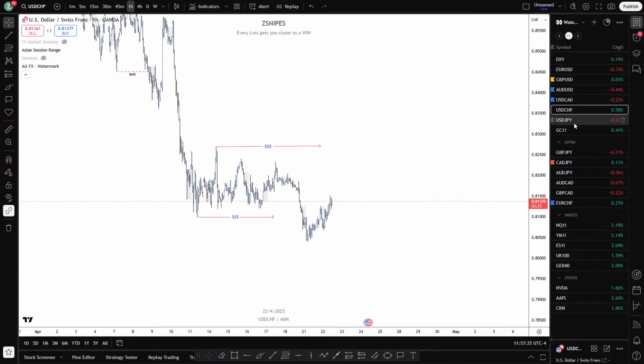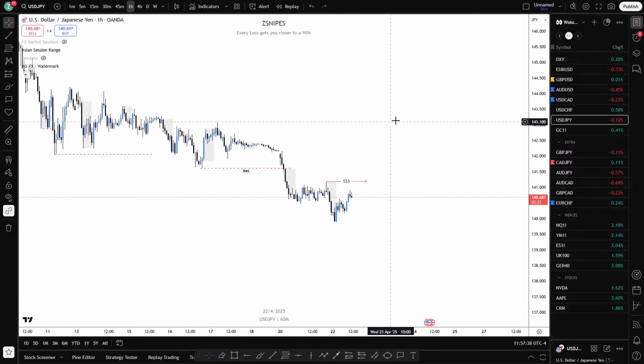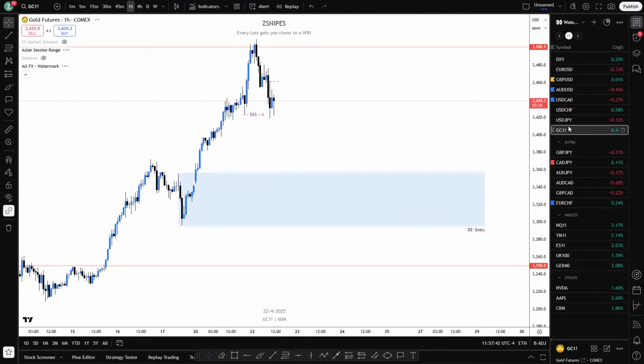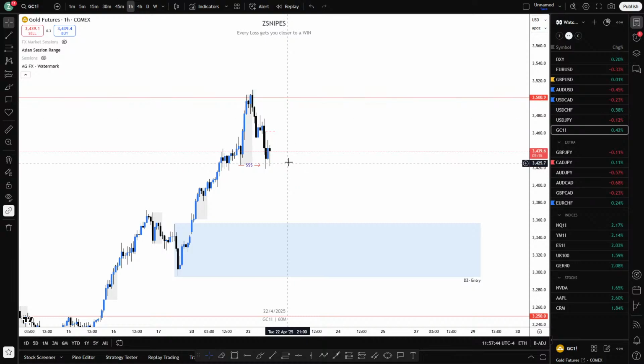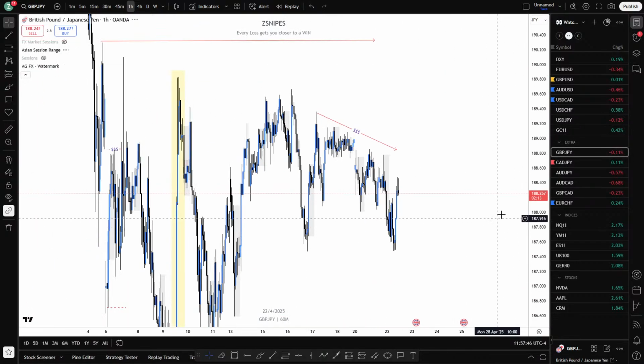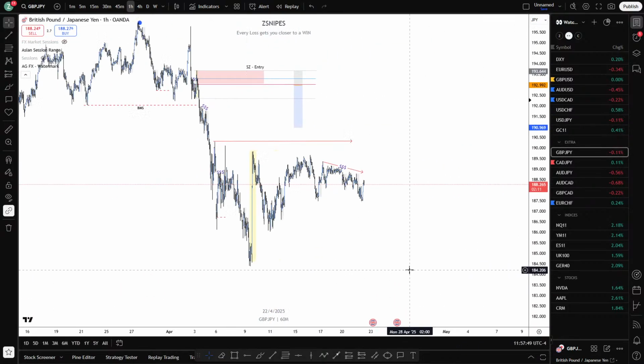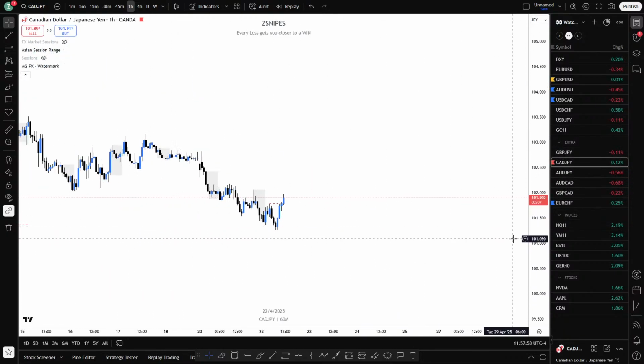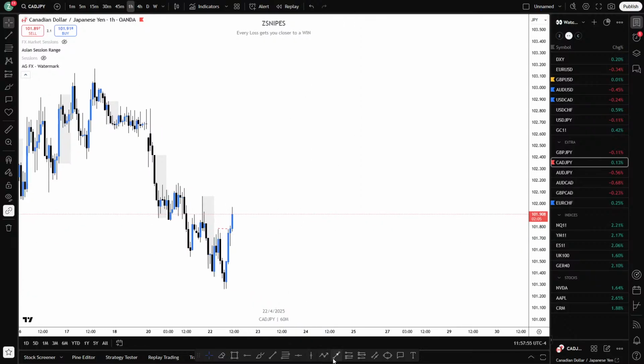Chef, Ugly, UJ, nothing yet. Need some manipulations. Gold, buy gold. Let's see, GJ. Nothing on here. CAD J. We're going for Asian highs. Should have known.